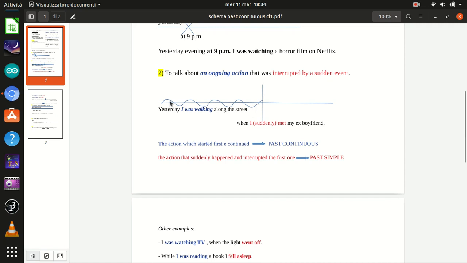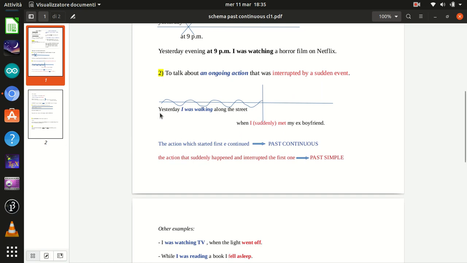So the action which started first and was continuing is with the past continuous. The action that came after that and that interrupted the first one is in the past simple tense. So in this situation, we both use past continuous and past simple. Quindi in questa situazione si utilizzano entrambi i tempi passati, il past continuous per quella che è iniziata per prima e il past simple per quella che poi l'ha interrotta.